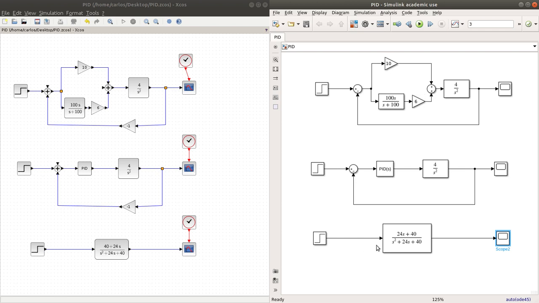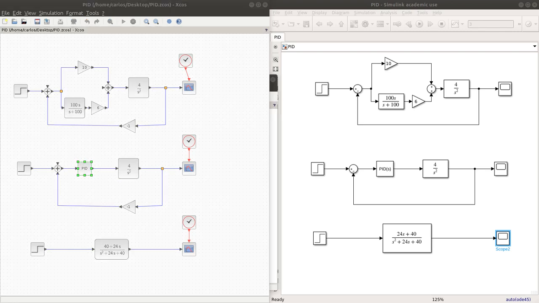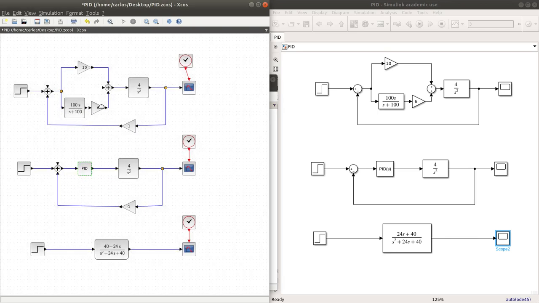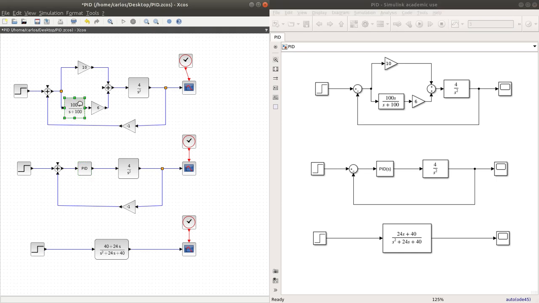And so what I did was I built the exact same transfer functions in XCos. And so here's the same system. Here's negative feedback. Here's the 4 over s squared. Here's the PID block, proportional gain 10, derivative gain 6. And then here's the same system broken up just like I did here in Simulink with the derivative filter here, and then the gain is 6. And then down here, here's the closed loop system.